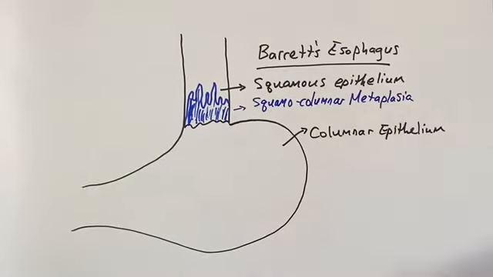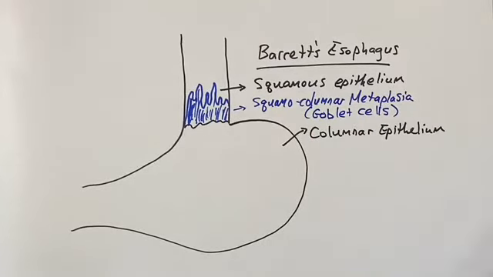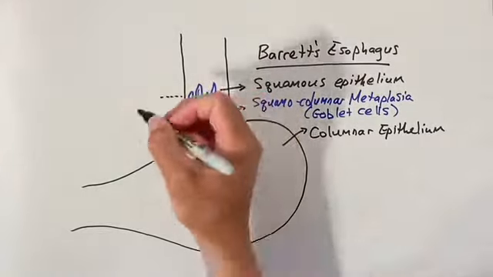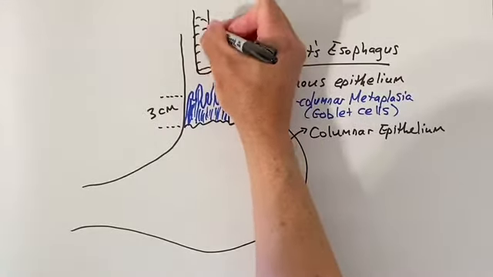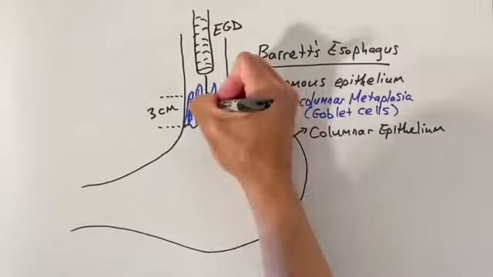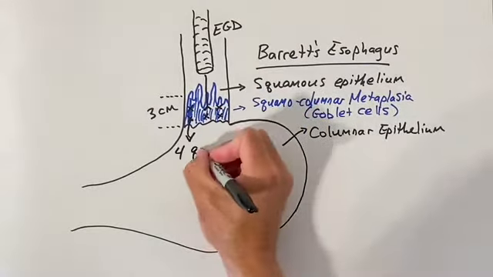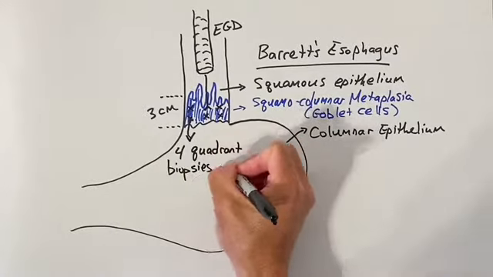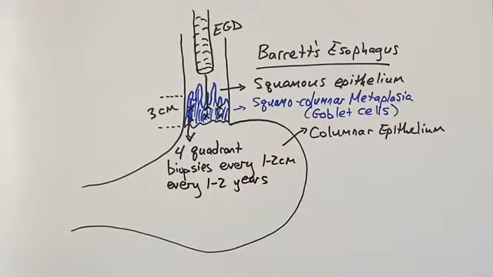Surgical anti-reflux surgery does not cause regression of Barrett's, but it does prevent progression. Long segment Barrett's is defined as being longer than 3 centimeters and has a higher risk of cancer. Patients with long segment Barrett's should undergo screening EGD with random 4-quadrant biopsies of the involved esophagus every 1 to 2 centimeters, every 1 to 2 years.